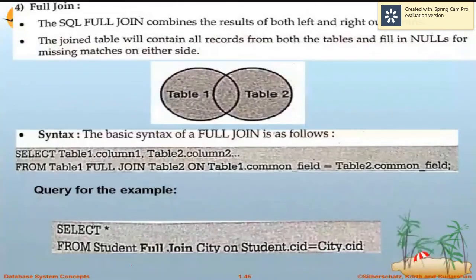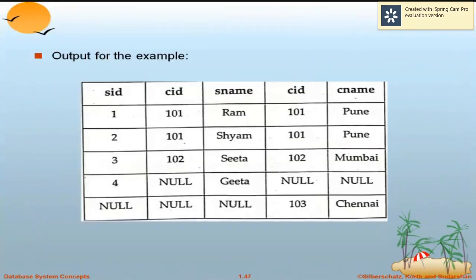Next one is the full join. Full join combines the results of both the right and left tables, so the data of both tables will be displayed as my output. The syntax is again the same, just replace the join name. You just change the join name and you'll get the complete table. Again, if there is no appropriate record found, then null will be displayed in each of the domains.